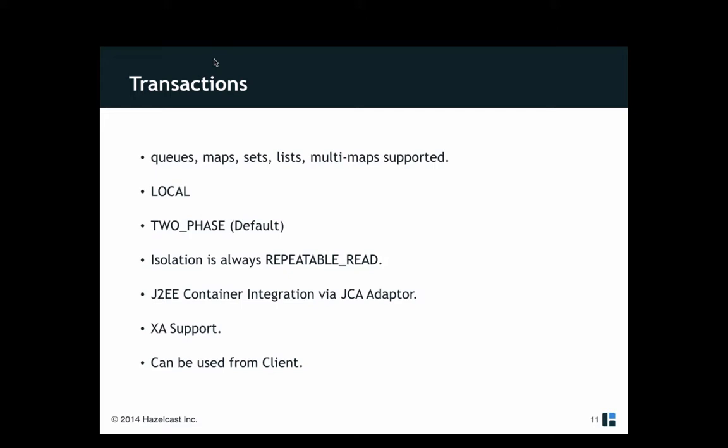So whilst you're running your transaction, if there's another thread or another user or another process somewhere else that's updating that same item, you're not going to read that value. So it's a repeatable read isolation level.